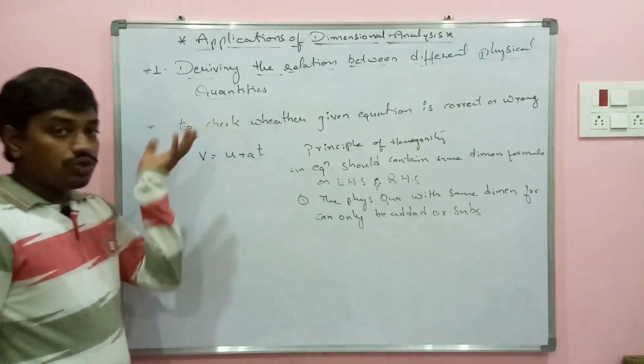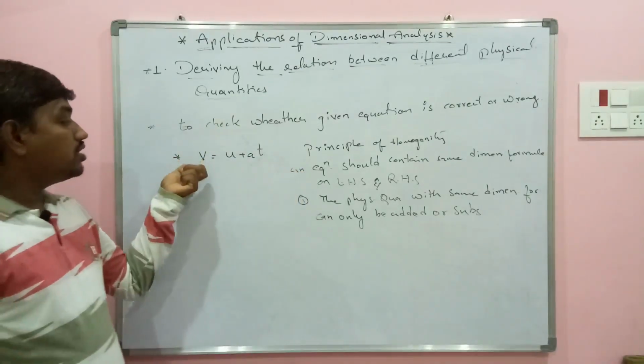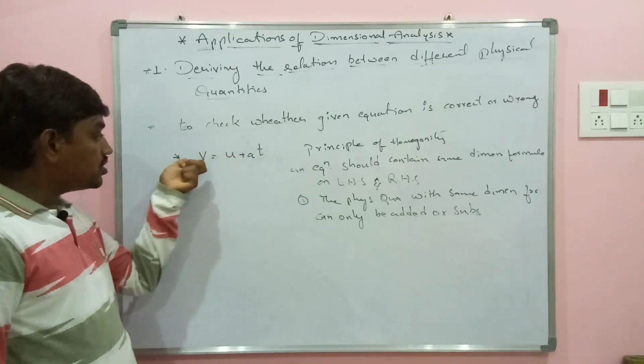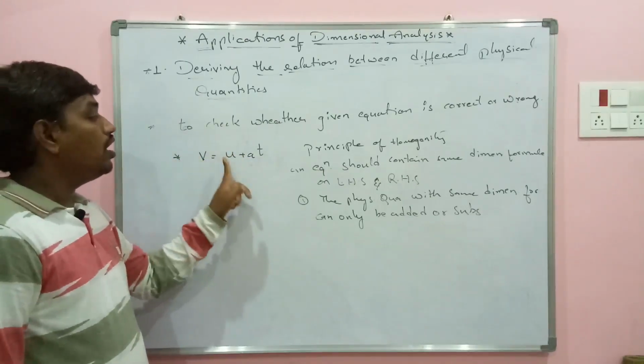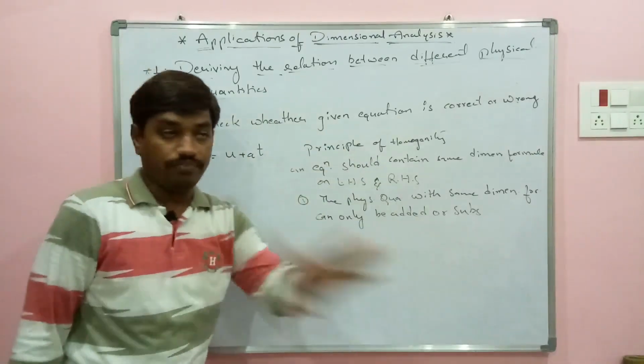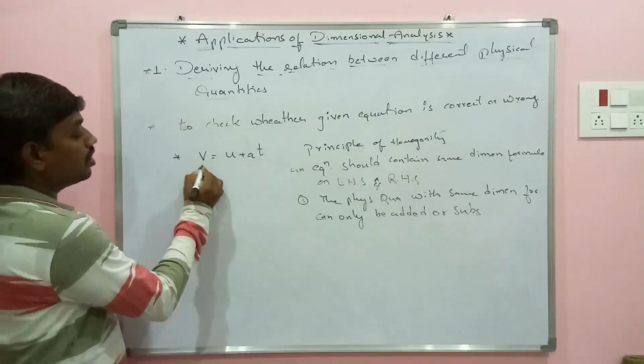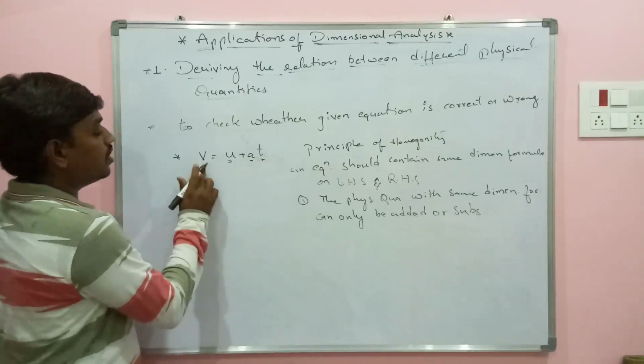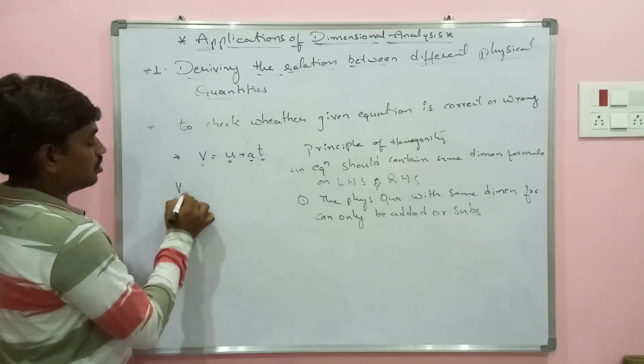For a given equation to be right, condition 1 is that the RHS dimensional formula should be the same as the LHS dimensional formula, and we are adding some physical quantities here. Their dimensional formulae also should be the same. Here I am using v, u, a, t. v and u are velocities.